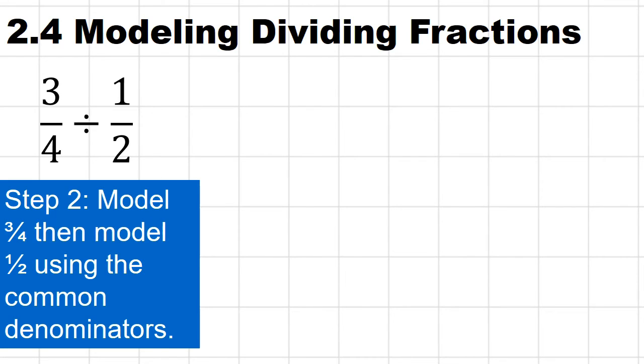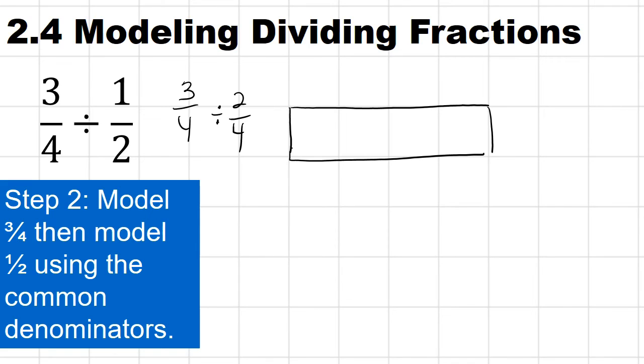So our second step now is we're going to use the model with the common denominators. So we have 3/4 divided by 2/4. We're going to draw out a model for both of these fractions and show you how this works. And so let's go ahead, we're going to draw out 3/4. And so you can do this right along with your graph paper here. So we draw out a rectangle that has 4 boxes. And let's shade in 3 of those. So right now we have modeled 3/4.